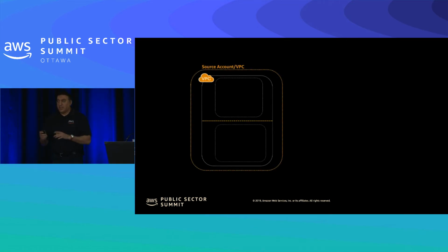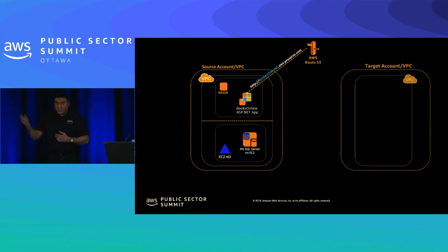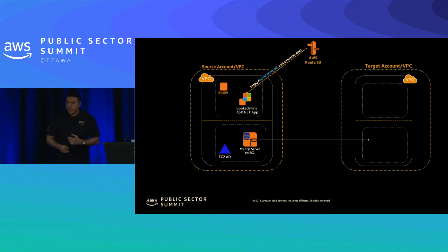Before I go into the demo, let me cover what the demo covers. It will be easier. So what I've done in this demo is created a source VPC with a public and private subnet. In the public subnet, we will have an ASP.NET online bookstore, a very simple ASP.NET application. We have the remote desktop gateway, the way I get in. And I have in the private subnet Active Directory and SQL Server and DNS pointing to the application right now.